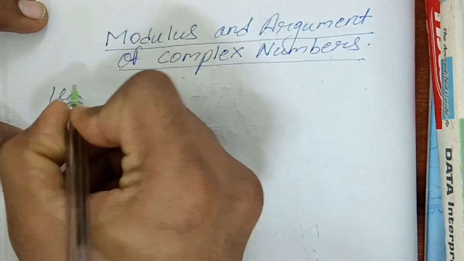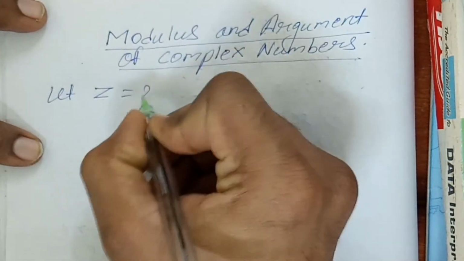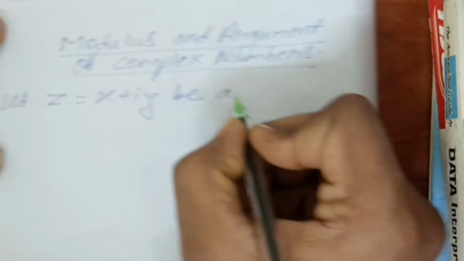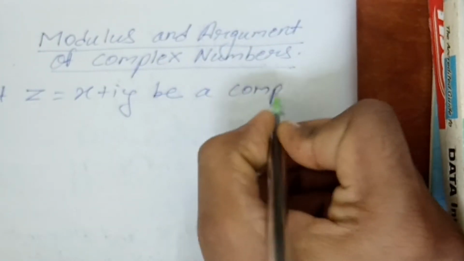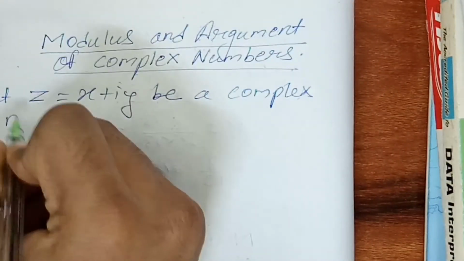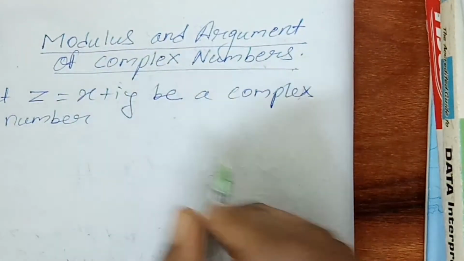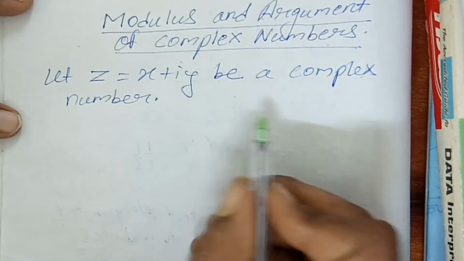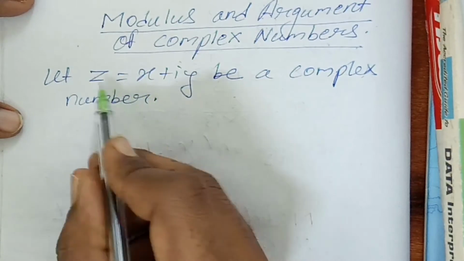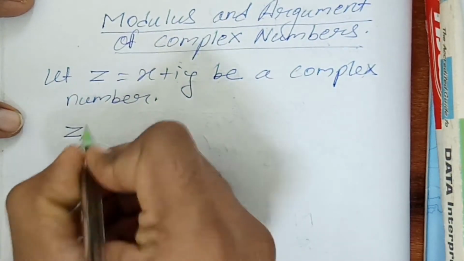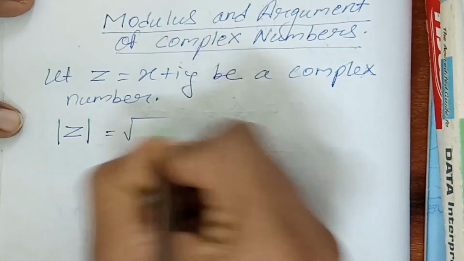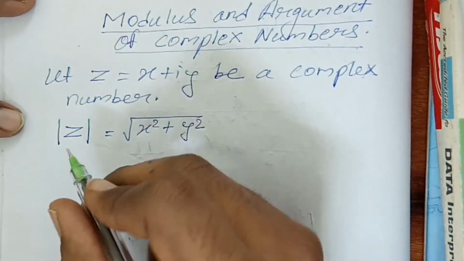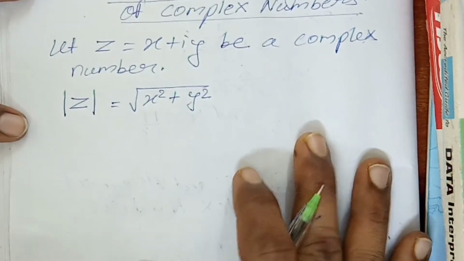Let z is equal to x plus iy be a complex number. So what is the modulus of z? The modulus of z is equal to root under x square plus y square. This is the modulus. And how do we find the argument?